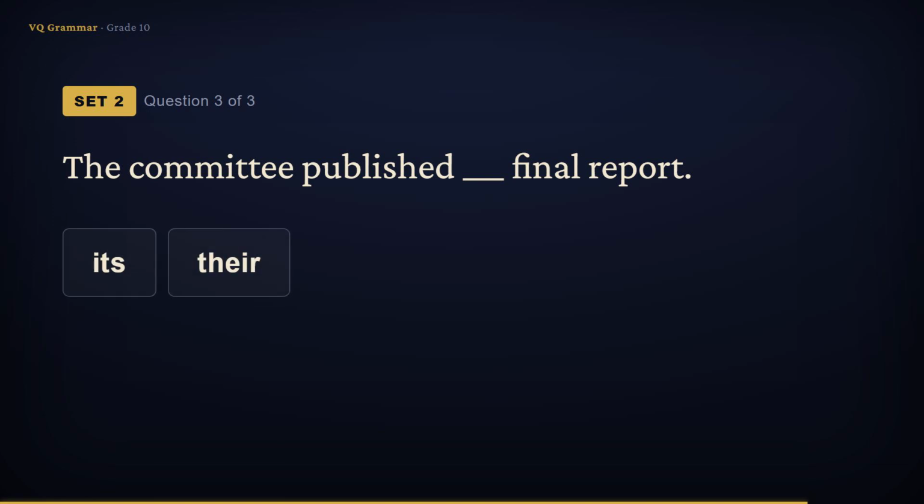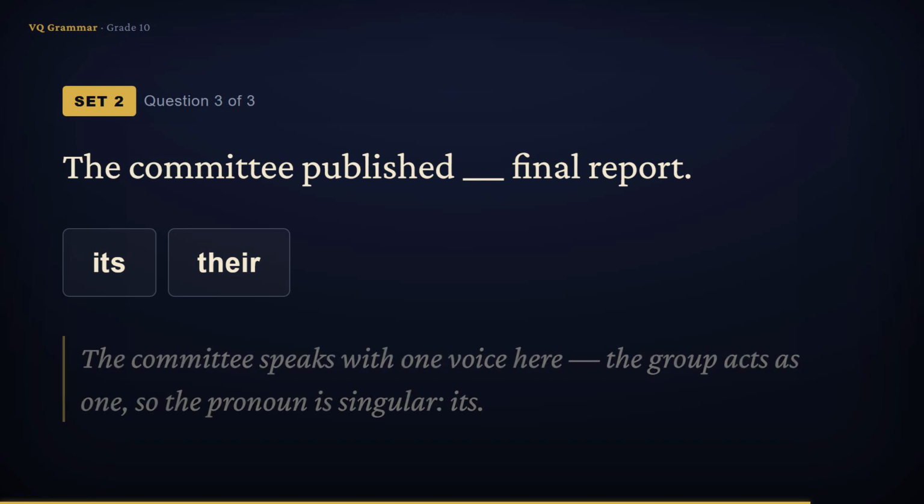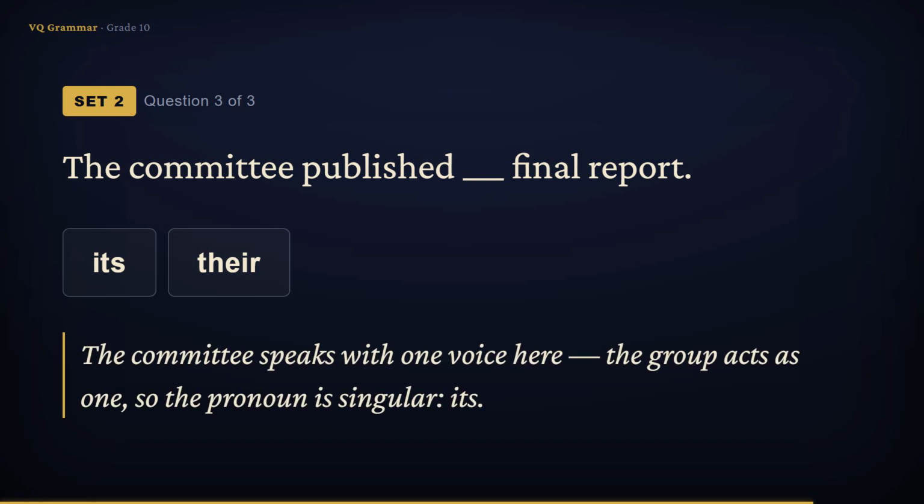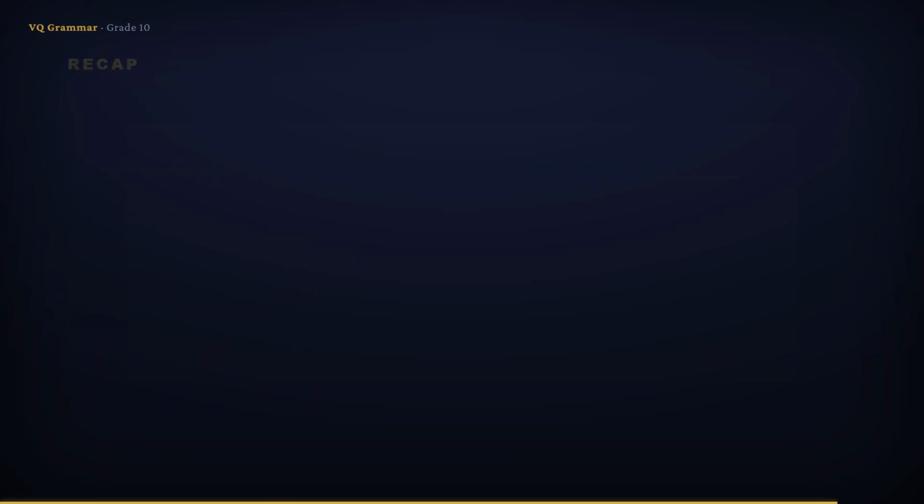The committee published blank final report. Committee is a collective noun, so ask the question, one body or many members? A single report published by the whole group speaking with one voice. That is the group acting as one, so the pronoun is singular, and the answer is its.